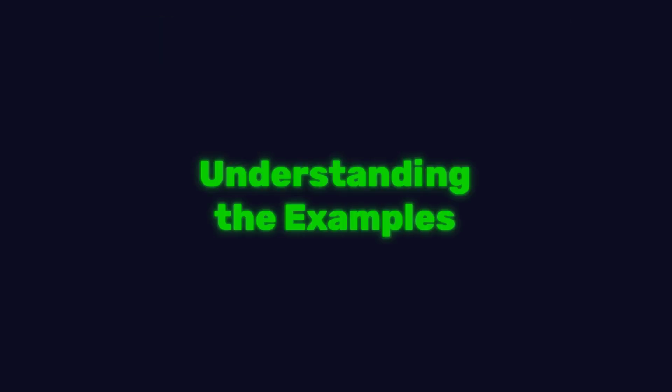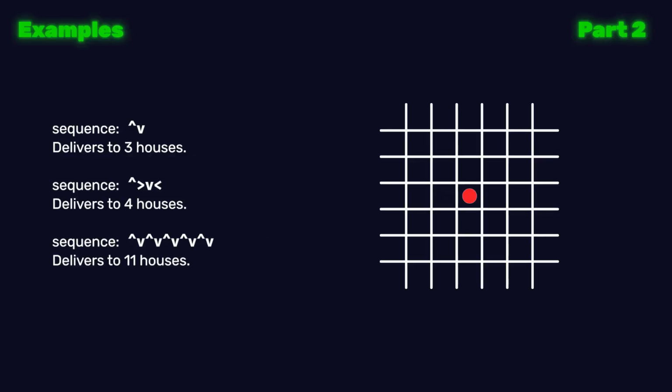Let's take a quick look at only the first example. So both Santa and Robo-Santa start at the same location. After this, Santa takes the first instruction and goes north. Robo-Santa takes the second and goes south. Thus, in total, 3 houses were visited, and that's the answer.